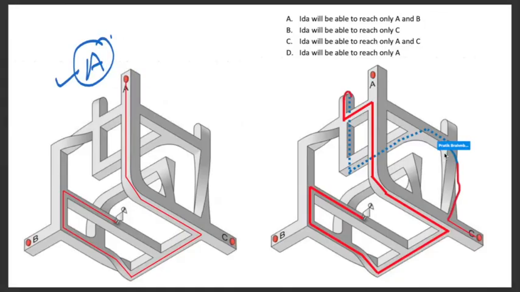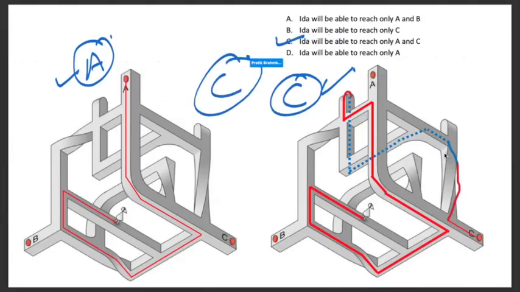When I draw it in dotted, it means it is the back surface. So C also works, not any problem. So the correct answer is option C, that Ida can reach only the points A and C. B is not possible because this will go here and it will end at this corner. So therefore B is not possible.